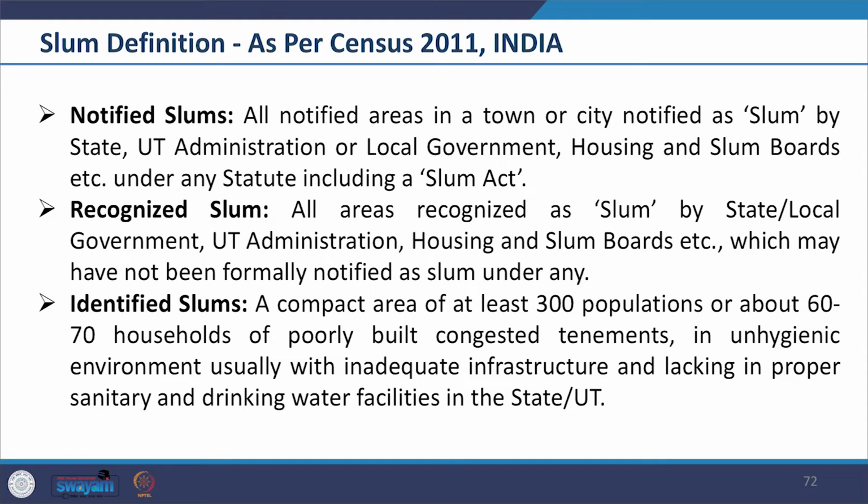Last is the identified slum. This involves a compact area of at least 300 population or about 60 to 70 households of poorly built, congested tenements in an unhygienic environment, with inadequate infrastructure and lacking proper sanitary and drinking water facilities, within the state or territory administrative boundary we are looking at. So if the services are not there, then they would be identified as slum.